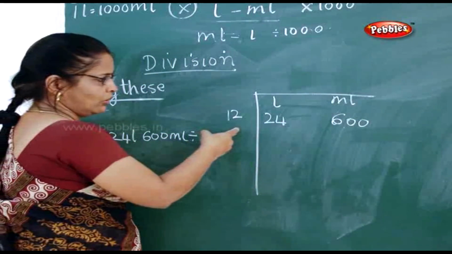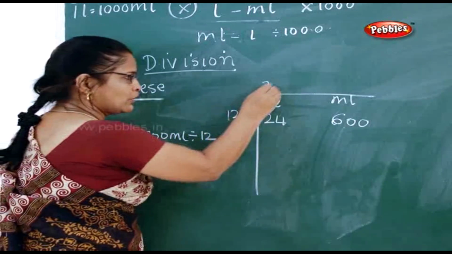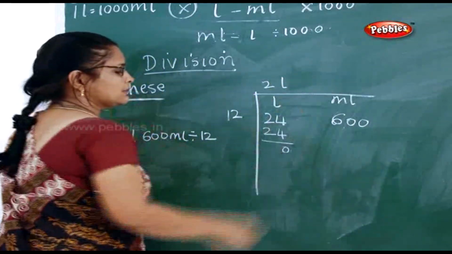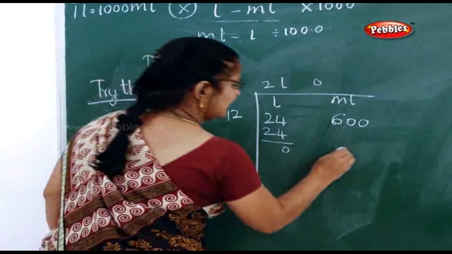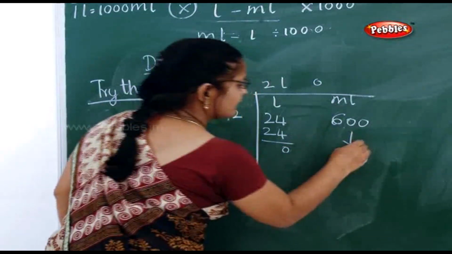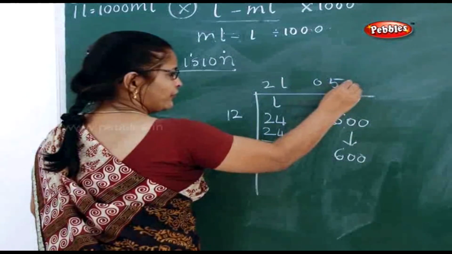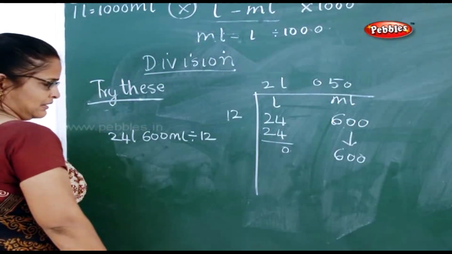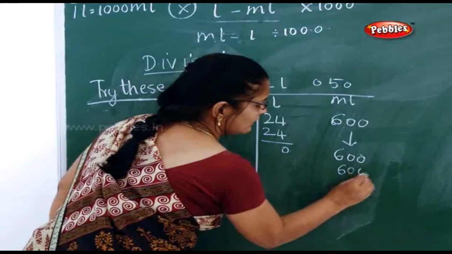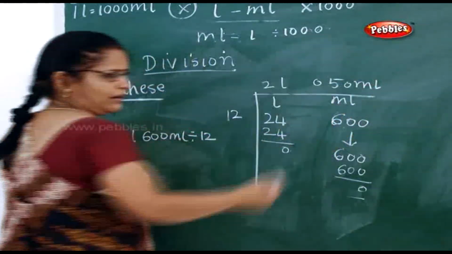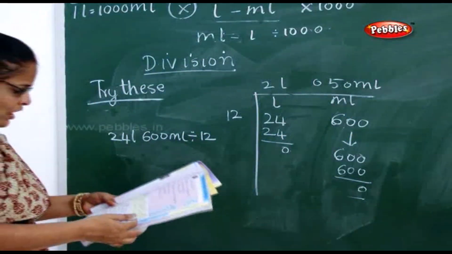Now how many times will it go? 12 ones are 12, 12 twos are 24. So immediately 24, you can write 2 liters. So this 0 can be brought here. So 600, directly you can put 600 here. Now how many times will it go? 50 times. 50 into 12 is how much? 600. So immediately you can write 2 liters and 50 ml. Is it clear now? 2 liters and 50 ml.